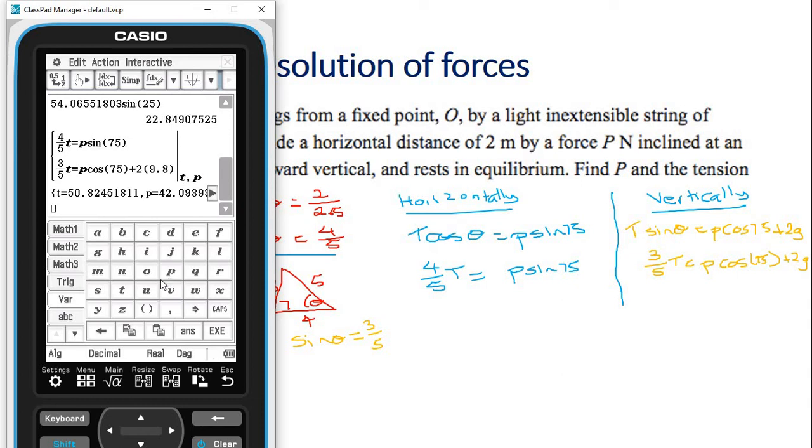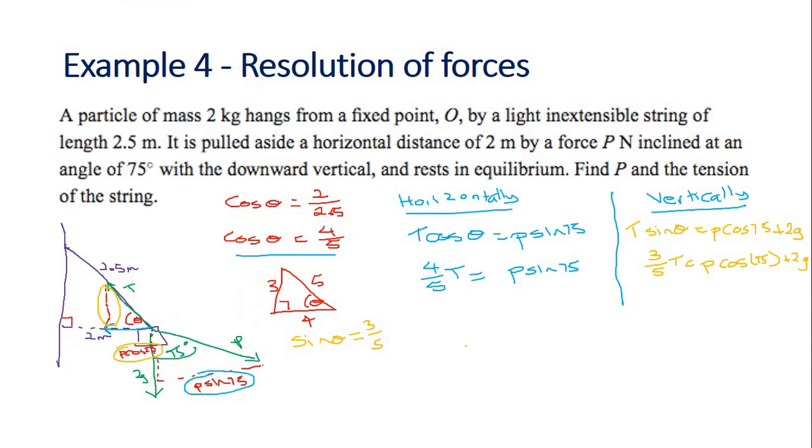And we get our answers here that our tension is 50.82 newtons and the force P has magnitude 42.09 newtons. So once we solve simultaneously, therefore we will get our answers. T is 50.82 newtons and P is 42.09 newtons.